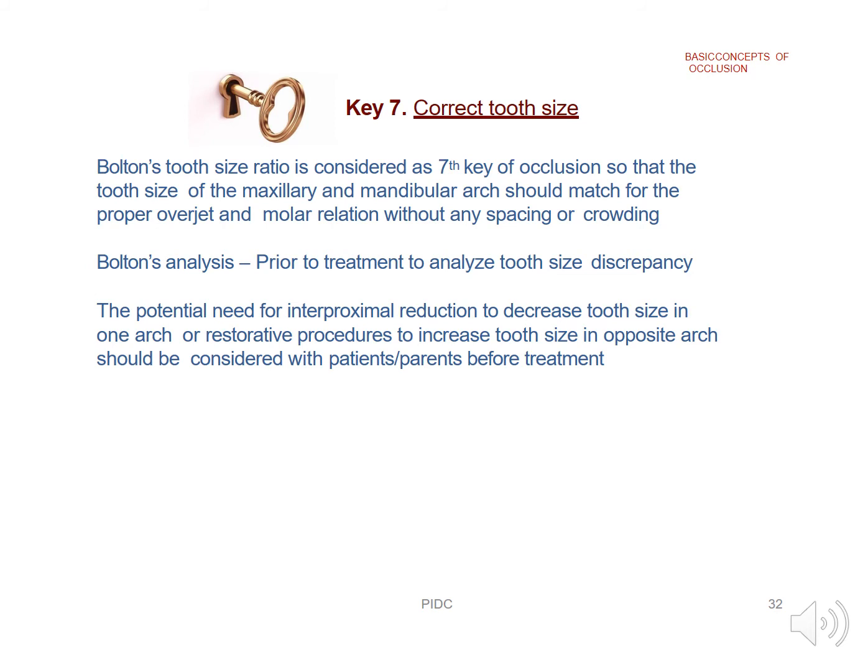Do you realize that this is an additional key, because Andrews only had 6 keys to normal occlusion. So key number 7 is additional because it also helps in getting a normal or good occlusion.